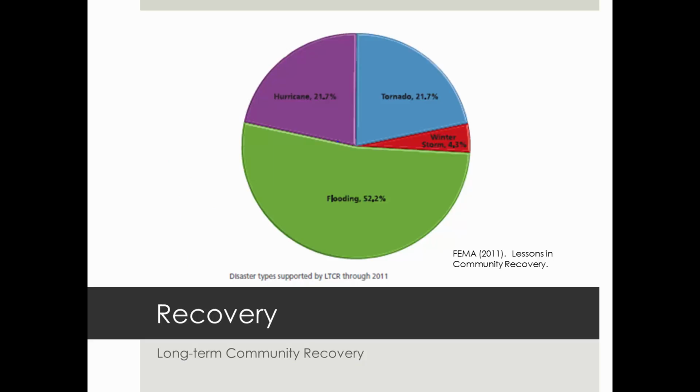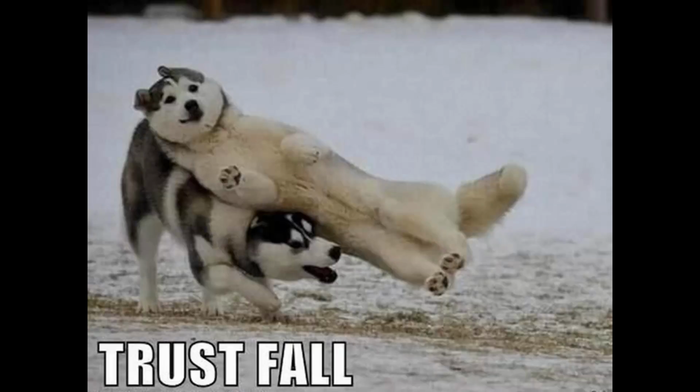As part of the National Disaster Recovery Framework, FEMA has invested millions of dollars in teams of people across the nation to assist with long-term recovery. This graphic illustrates the proportion of events that have been supported by the long-term community recovery activities from 2004 to 2011. Of some interest is the fact that over half of them are flooding incidents, and then you have hurricanes, then tornadoes of about the same size, and then some winter storms. And that brings us to the conclusion of the lecture.